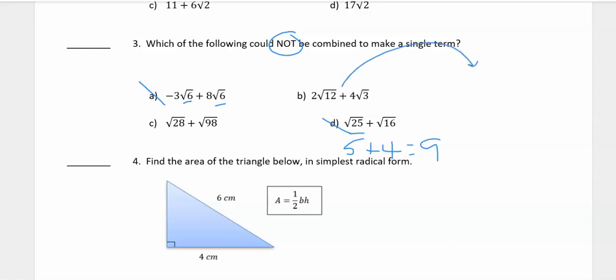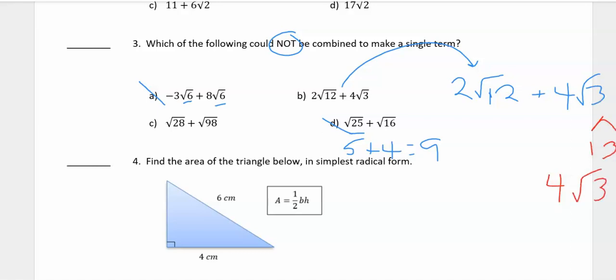So maybe off to the side, let me just see if I can break down any of the radicals in B. Okay, so what I mean by that is if you broke down 3, okay, that's not going to go anywhere. There's no pairs. So that's just 4 radical 3. That's as simple as it gets. But look at 12. There's going to be a pair of 2s when I break that down.